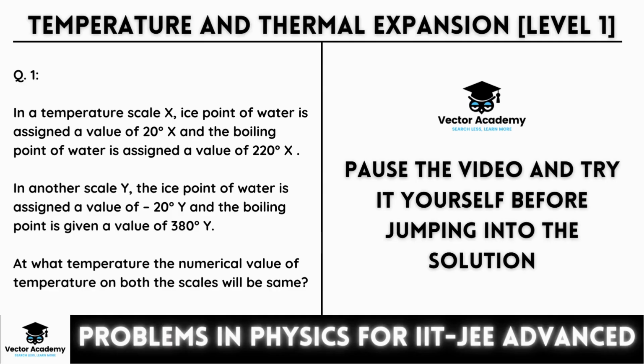Question 1. In a temperature scale X, the ice point of water is assigned a value of 20 degree X and the boiling point of water is assigned a value of 220 degree X. In another scale Y, the ice point of water is assigned a value of -20 degree Y and the boiling point is given a value of 380 degree Y. At what temperature the numerical value of temperature on both the scales will be same?